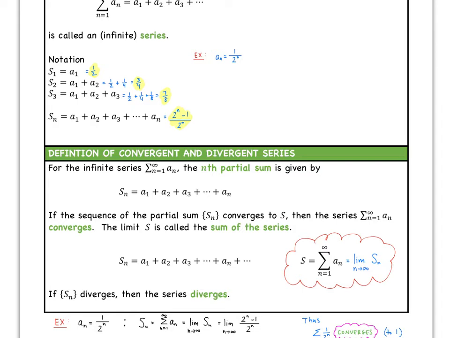So in other words, S is equal to the sum of this infinite series, which is equal to the limit as n goes to infinity of S sub n, all right? If S sub n diverges, then the series diverges. Okay, so we're going to go through all of this. So if this diverges, the series diverges.